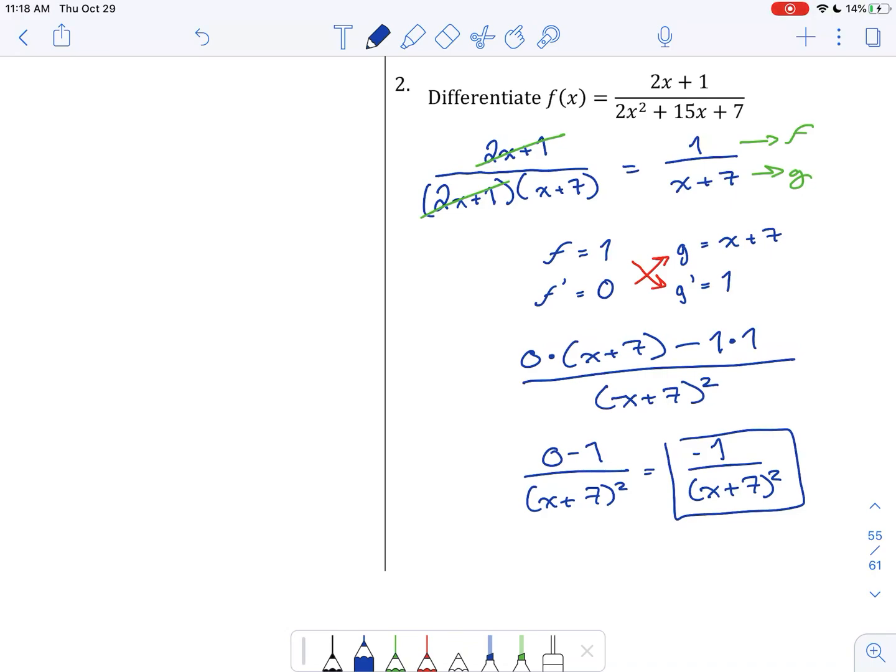Practice, make sure you have your formulas in front of you because we're using the power rule here. We're using e to the x.